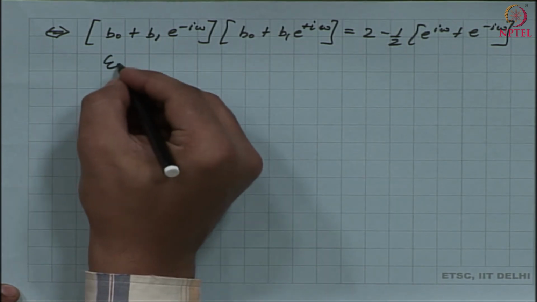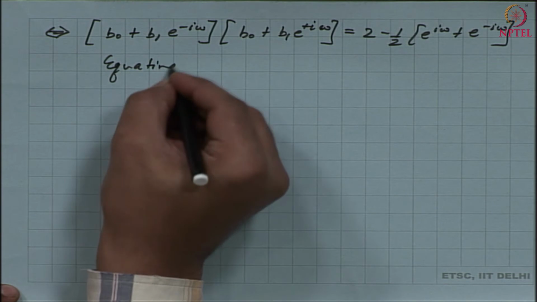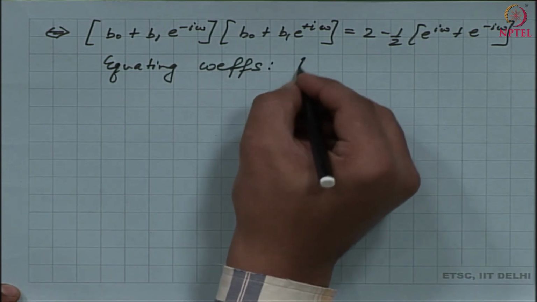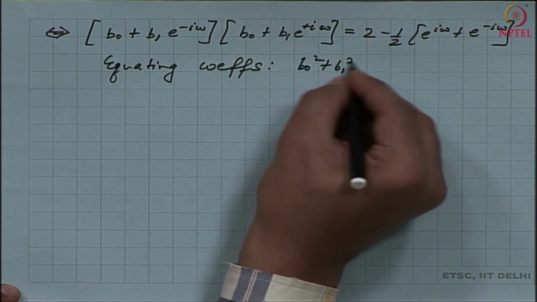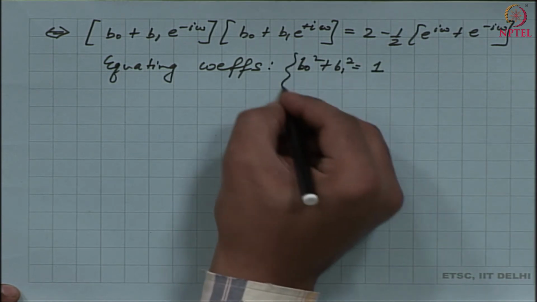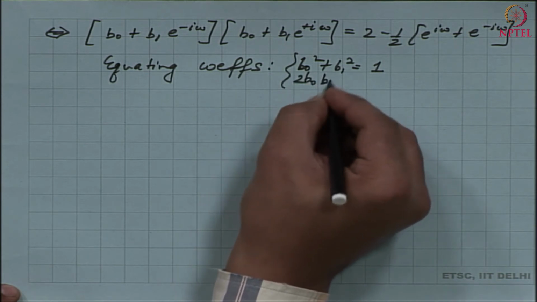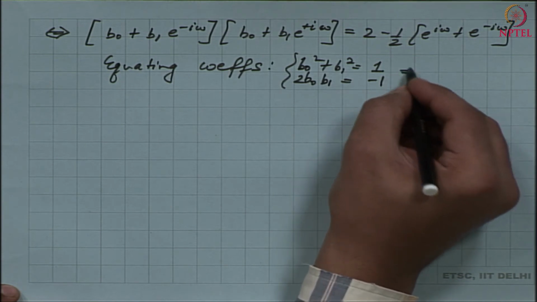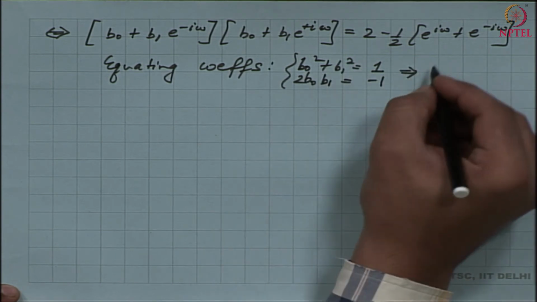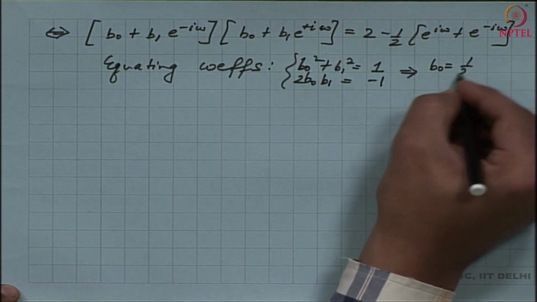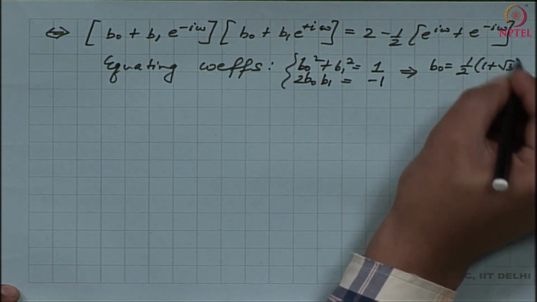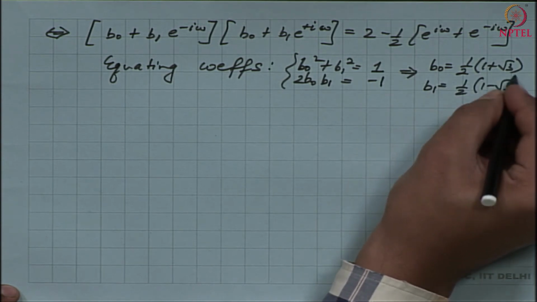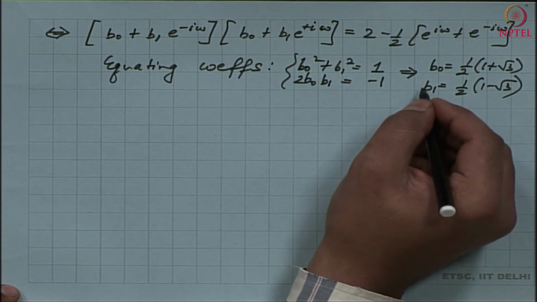So, equating my coefficients, I get the following: B0 square plus B1 square comes out to be 1, and 2 B0 B1 comes out to be negative 1. If I were to solve these two equations, I get that B0 is 1/2 times 1 plus square root 3 and B1 is 1/2 times 1 minus square root 3. So, with this I have found my L hat of omega.